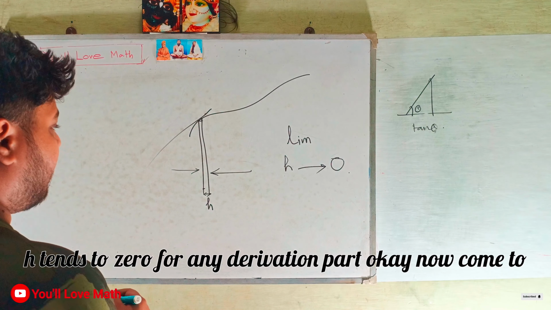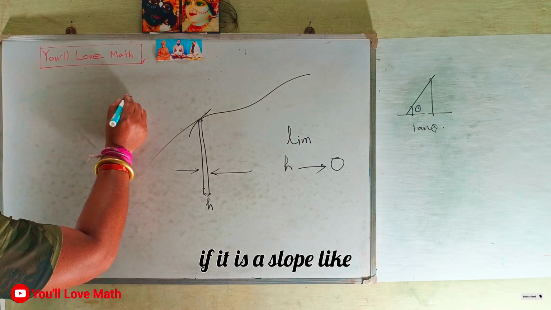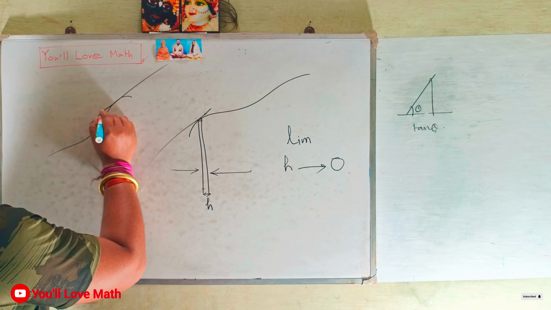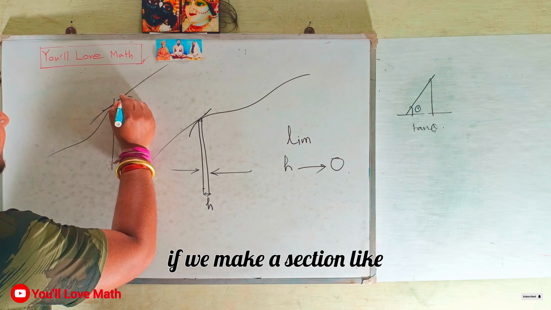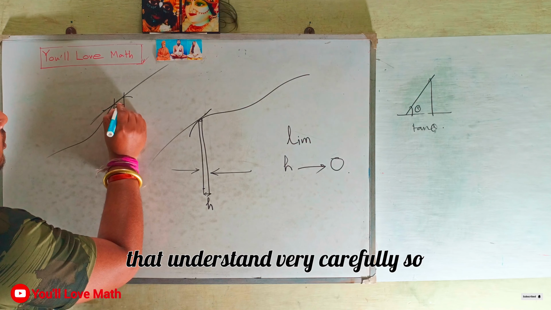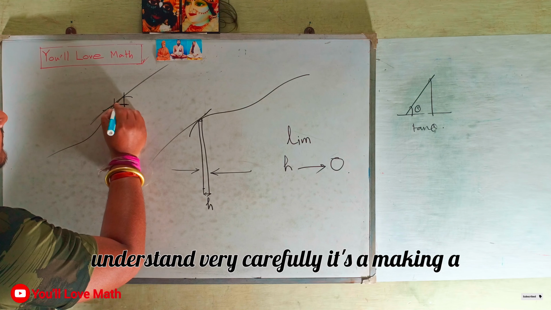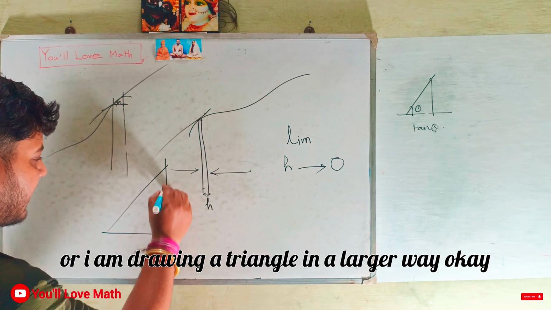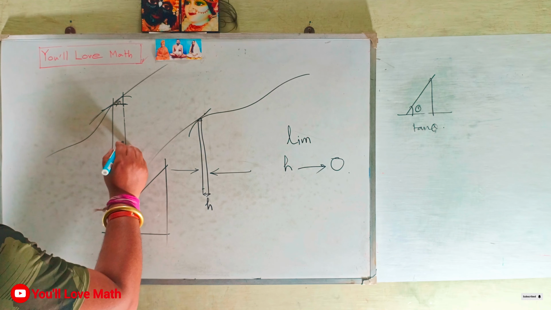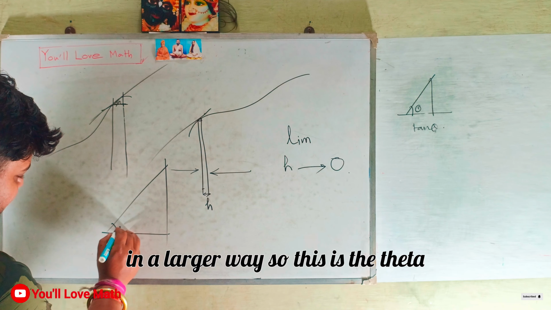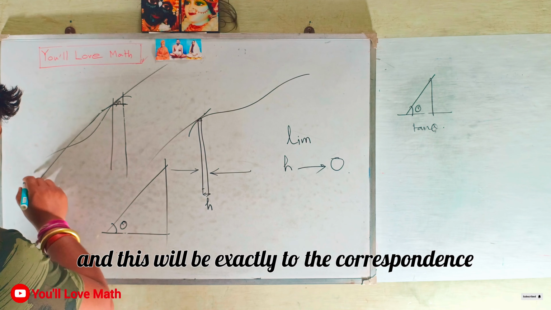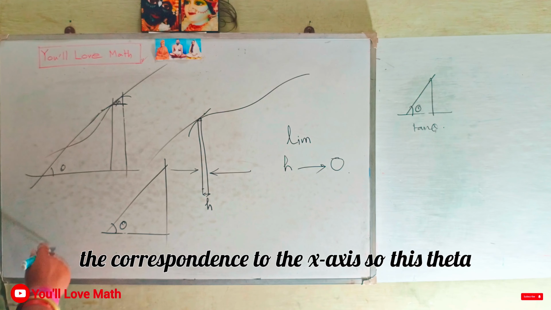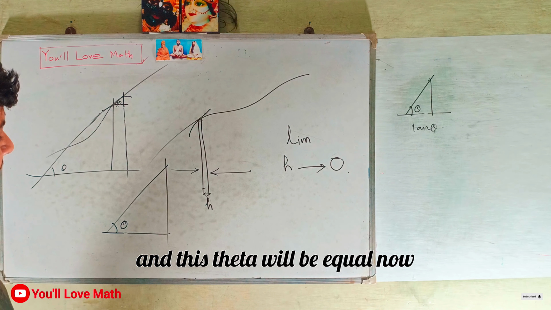Okay, now come to that thing: if it is a slope like that, we want to find out the tangent value. So if we make a section like that, understand very carefully, it's making a triangle. I am drawing a triangle in a larger way. So this is the theta, and this will correspond exactly to the angle with the x-axis. So this theta and this theta will be equal.